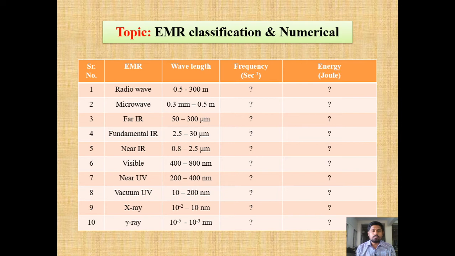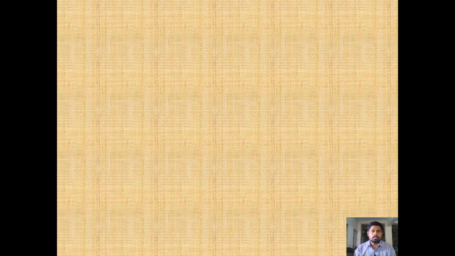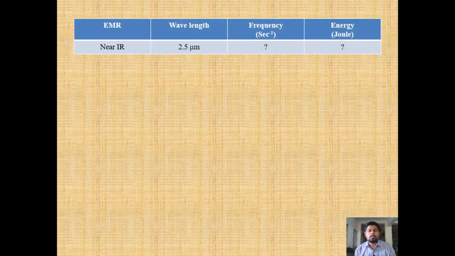The wavelength of the radiation is given in the table. You must remember those values. As a point of numericals, how the numericals come from the table, it's like this. I give you one example of it. If for near IR, the wavelength given to you is 2.5 micrometer, and you have to calculate the value of frequency and energy, then how could you calculate the values by using only wavelength?